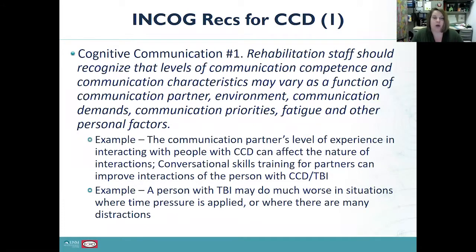Again, just listing very broadly, just for time, we don't have tons of time. I want to get to more examples than anything else. But the first recommendation is that rehabilitation staff should recognize that levels of communication competence and communication characteristics may vary as a function of communication partner, environment, communication demands, communication priorities, fatigue, and other personal factors.